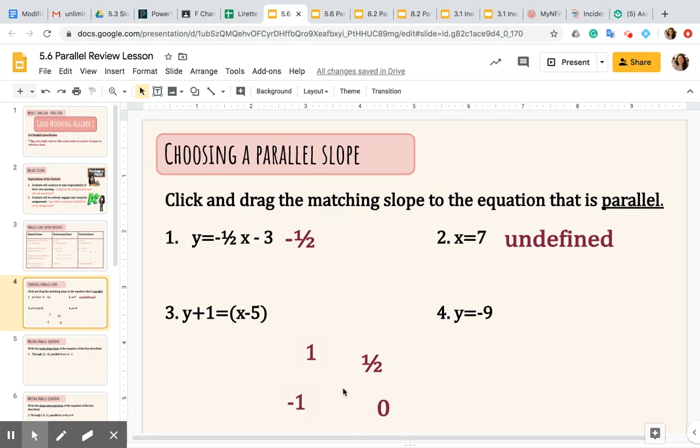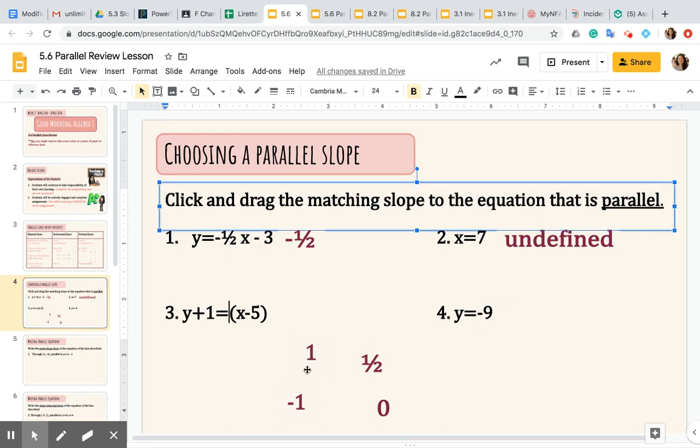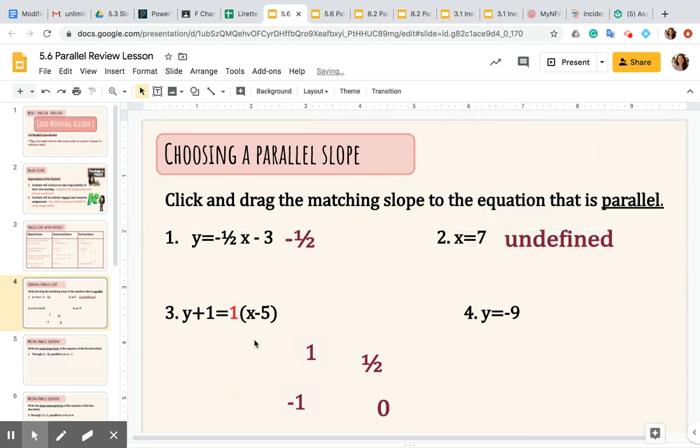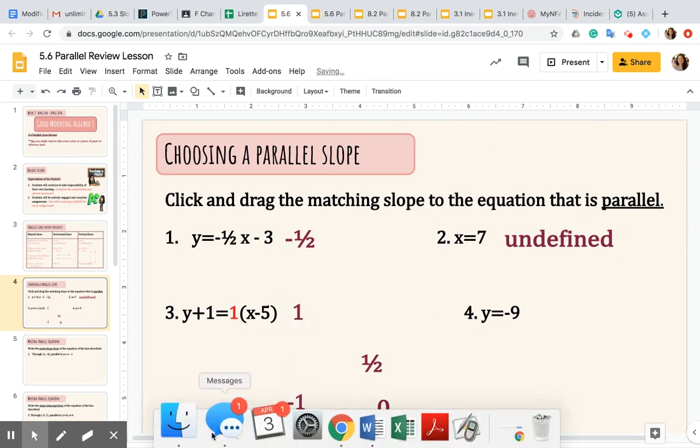0, I have to eliminate as a possible answer. This has a y and an x. It's going to have a positive or a negative slope. So my slope isn't 0. So let's think about what number is actually understood to be here. There's an invisible 1. I'm going to highlight this. There's an invisible 1 that sits in front. So my slope here that I want to match is going to be positive 1.